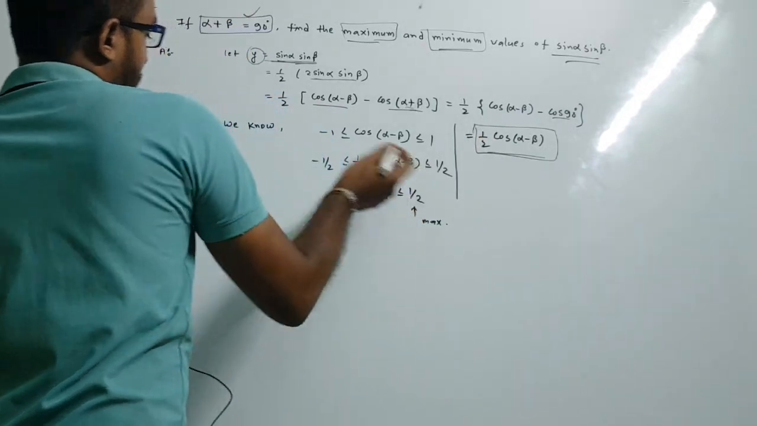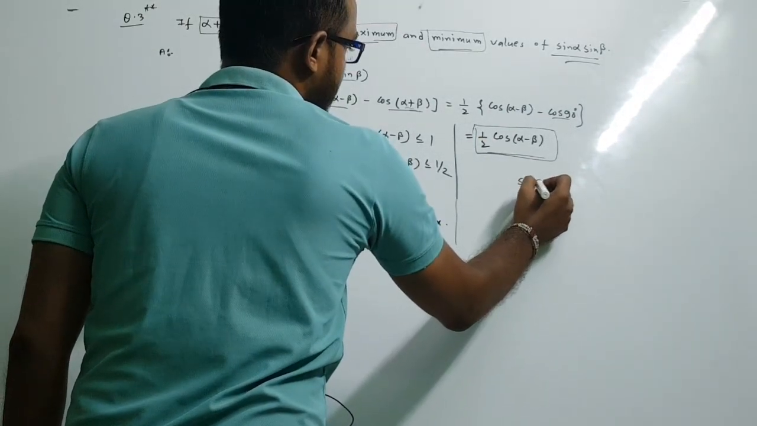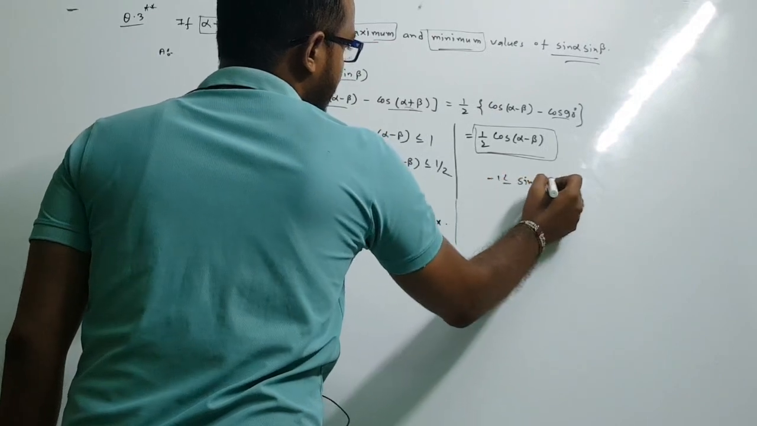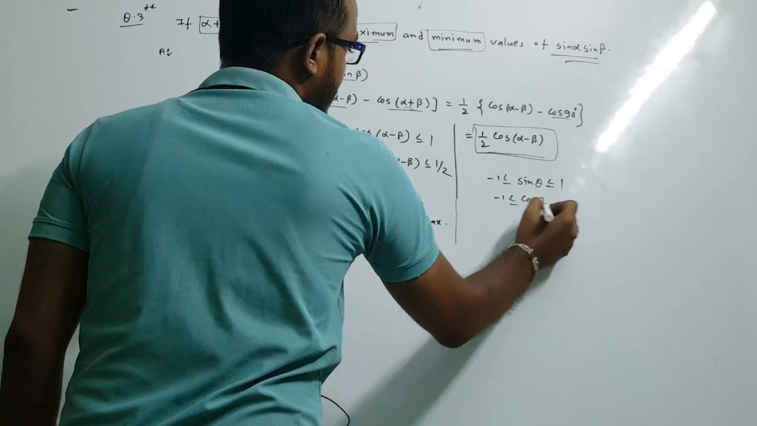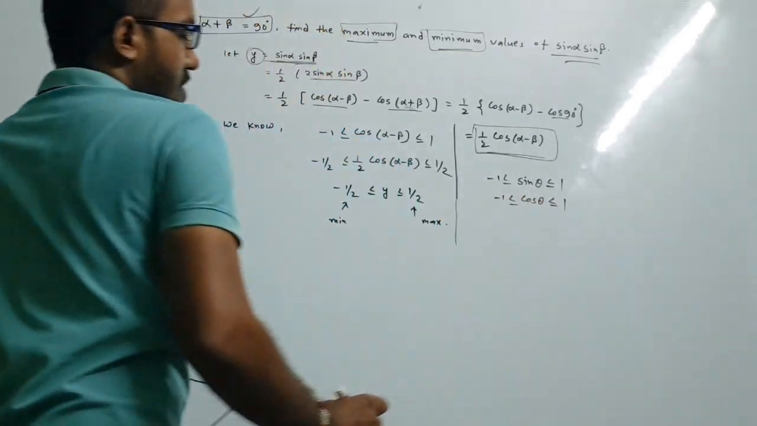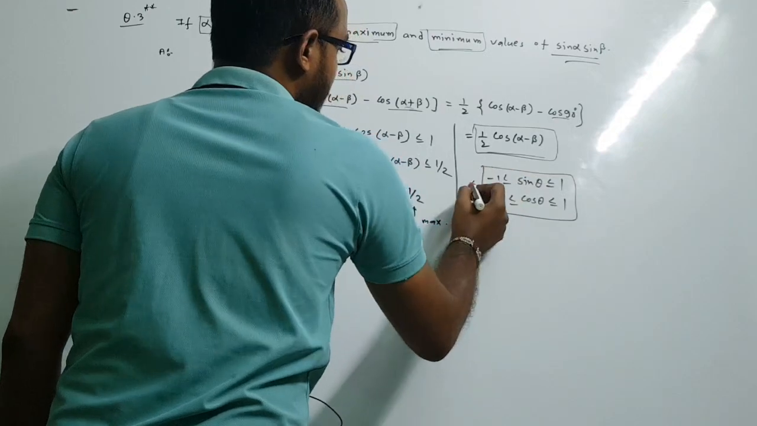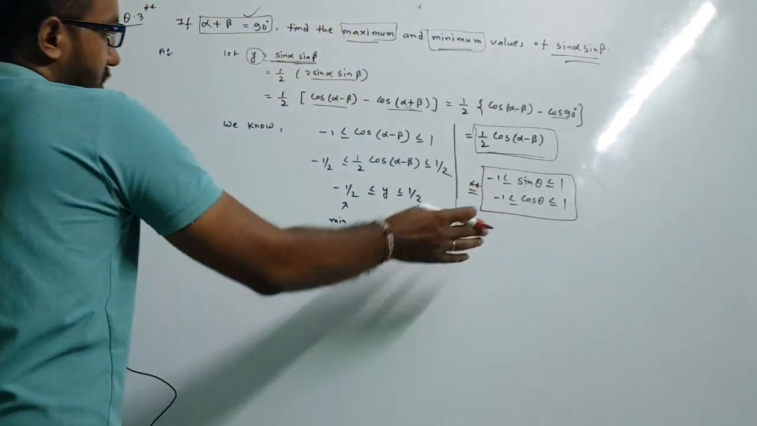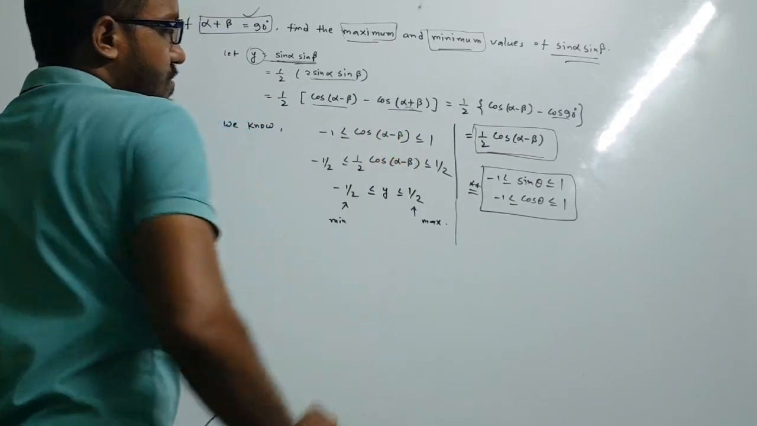We know from trigonometry knowledge that for sin theta, the minimum value is -1 and the maximum value is +1, and for cos theta also the minimum value is -1 and the maximum value is +1. Always remember these two things, because this will be applied vigorously. Cos of alpha minus beta lies between -1 and +1.